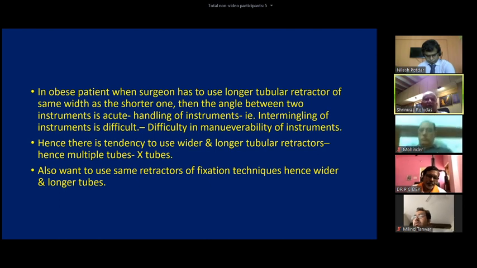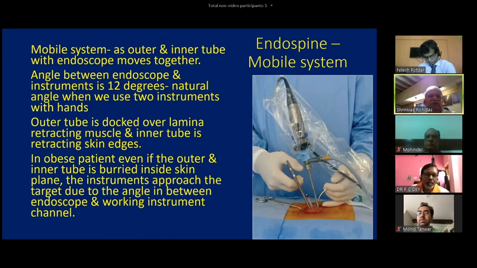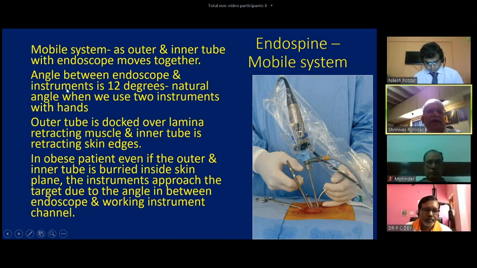Also, in the fixed tubular retractor, there was a tendency to use the same system for the fixation, for the instrumentation. This is what happens in the mobile system, Destandau tube technique. As the outer and inner tube with the endoscope moves together, the angle between the endoscope and the instrument is 12 degrees, which remains constant. The outer tube is docked over the lamina, which is retracting the muscle, and the inner tube is retracting the skin edges. In an obese patient, even if the outer and inner tube is buried inside the skin plane, the instruments approach the target area due to the angle between the endoscope and the working channel, which remains the same.